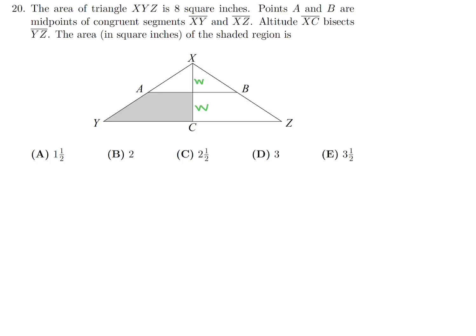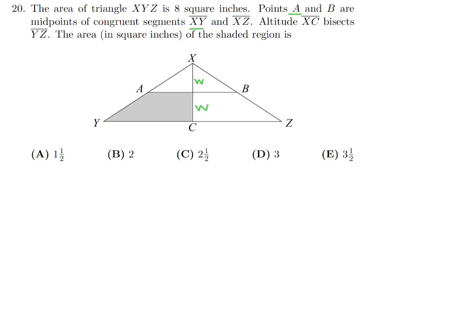And A is the midpoint of XY. And B is the midpoint of XZ, like that, correct? So if you have this line AB, it will cut XC in half. That's basically how it works. So that means that the distance from X down to there is, if it's W, the distance from the midpoint to C will also be W. Okay, that's why those are the same.